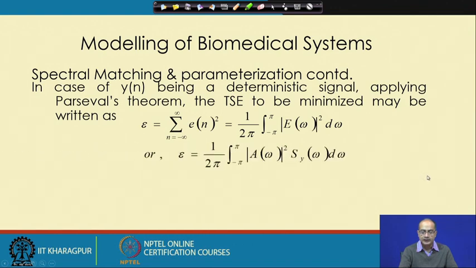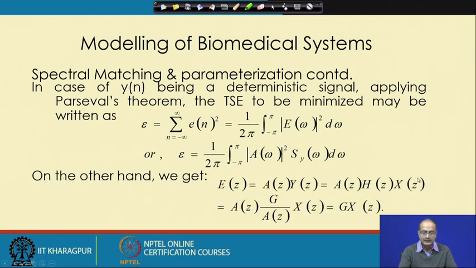From there, E(z), or E(omega) to be more precise, where z is taken as a point on the unit circle, can be represented in terms of A and Y. So, the spectrum of the error can be represented in terms of the square of that polynomial or filter A(omega), and the autocorrelation of the output, or the spectrum of the output, to be more precise. So, it is a convolution of that.